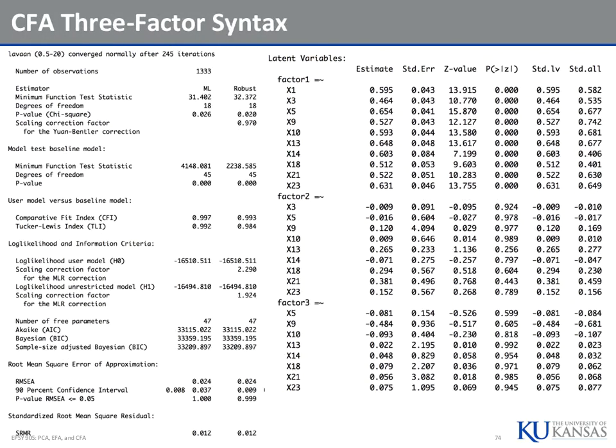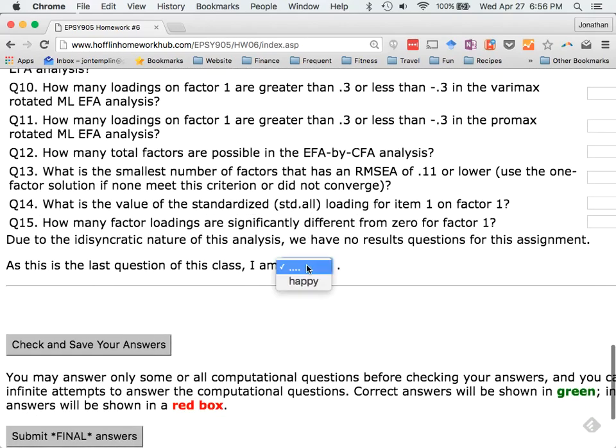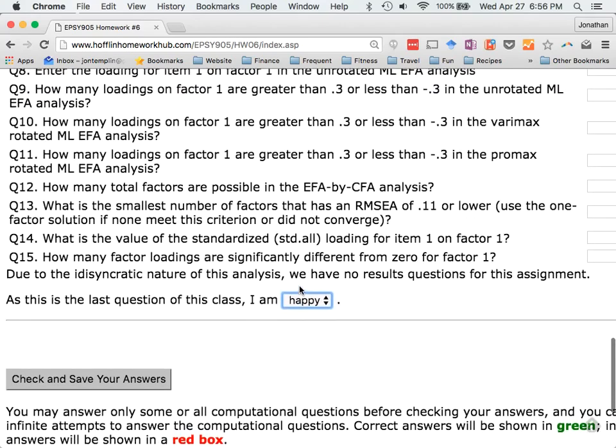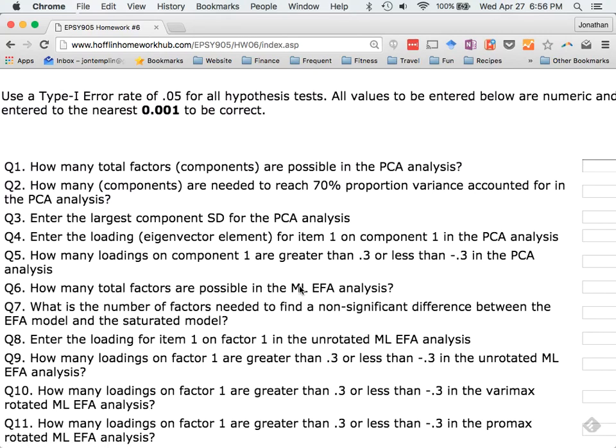So in your homework, we wrap this up. Here's your last question. As this is the last question of this class, I am happy. I am asking you to do the following. Principal components using prcomp. Figure out how many components in your data set show up. What's the largest component SD? It's right from the output. And tell me the element of the eigenvector for item 1 and component 1. I know all of you have one of those, right? Each of you is going to have a different number of components that comes out.